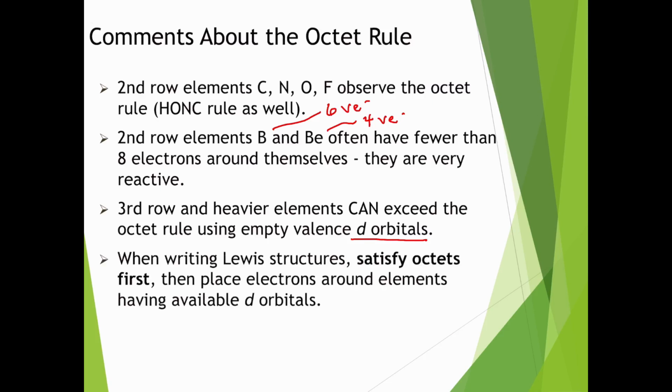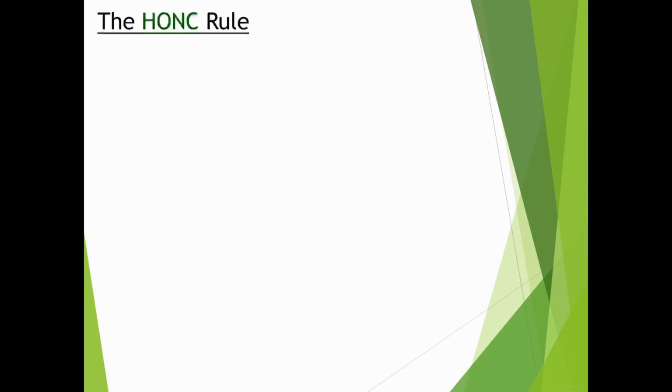But we're going to try and satisfy these octets first. If you can make a Lewis structure and obey the octet rule, do that. If the only way to draw the Lewis structure is by breaking the octet rule, then we'll place some electrons around elements that have these available d orbitals. But more on that later.